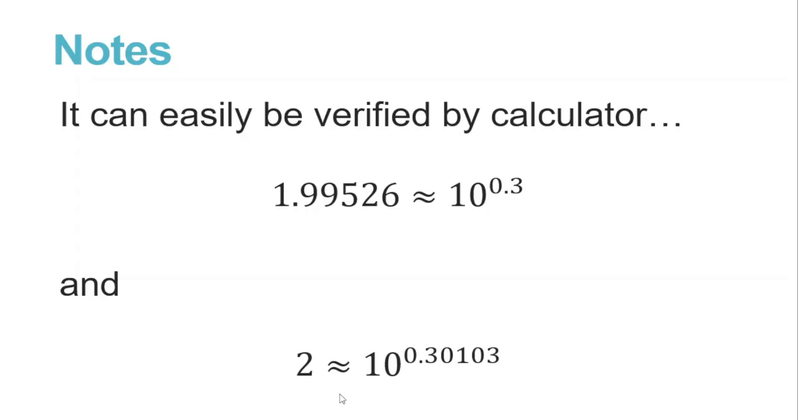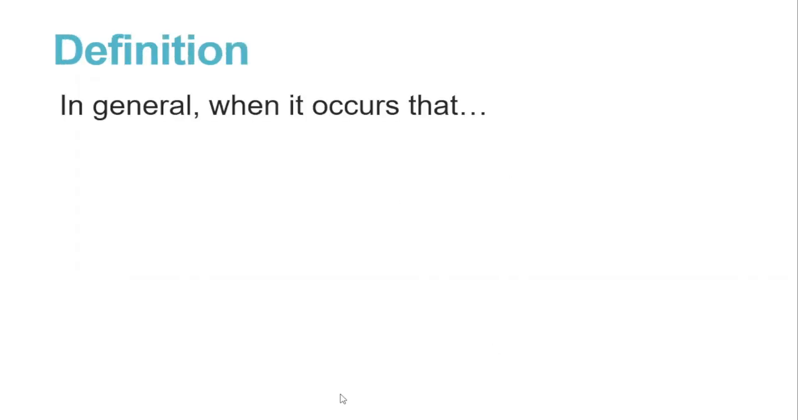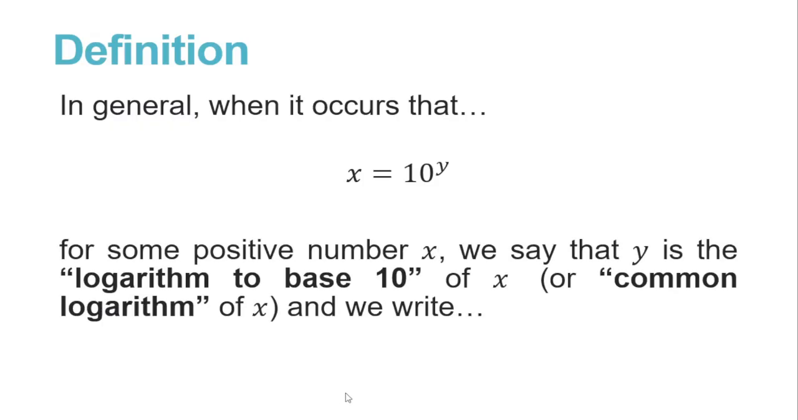But first, let's talk about the definition of a common logarithm. So in general, when it occurs that x is equal to 10 raised to the y for some positive number x, we say that y is the logarithm to base 10 of x, or the common logarithm of x, and we write y equals log base 10 of x. So if you're not seeing any base on a log, that's equal to 10. Keep that in mind.